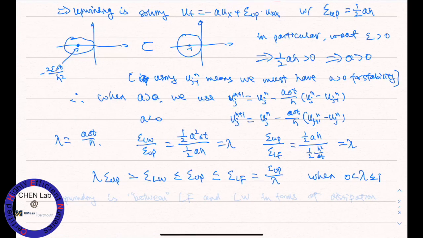So upwinding is between Lax-Friedrichs and Lax-Wendroff in terms of dissipation. In terms of dissipation, how much dissipation there is, how much diffusion you are introducing into the scheme.